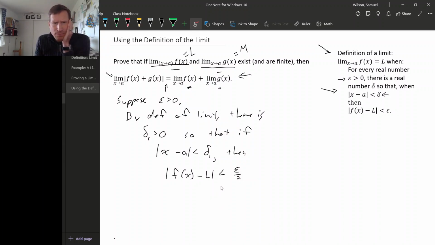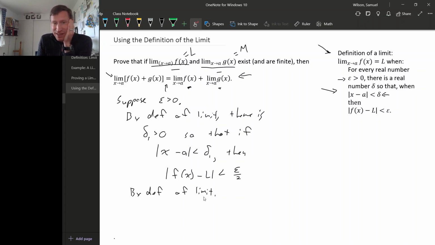Okay. Now also, by the definition of the limit, what happened here with f is that instead of choosing epsilon, I chose epsilon over 2 to use this definition. So the definition then says, for this epsilon over 2, there is a delta that works. Right, so that's what we have here.